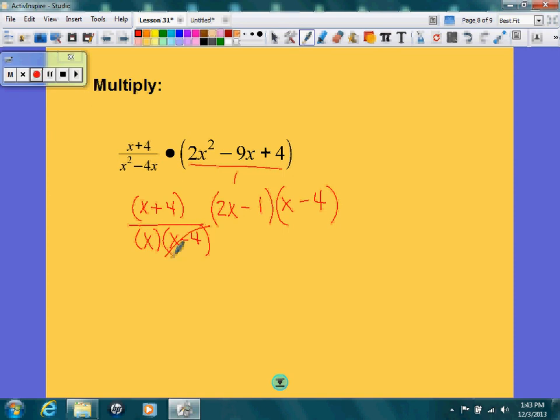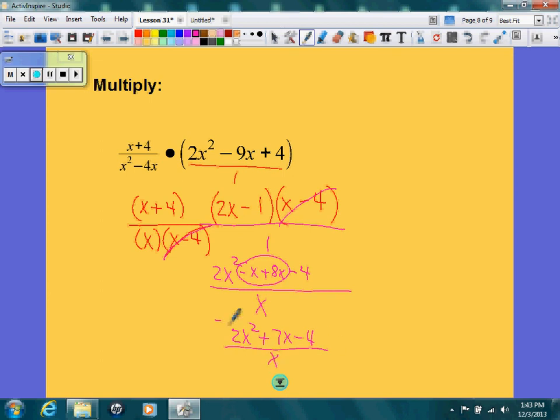So now I can cancel this factor into that factor. It's really still over 1 here. So now we can multiply this factor times that factor, and then our denominator is just going to be x. How do we want to do that? FOIL. 2x squared, first times first, outer times outer, minus x, inner times inner, plus 8x, and then last times last, minus 4. We got some like terms that we can add, so we get 2x squared plus 7x minus 4 over x. That's our answer.